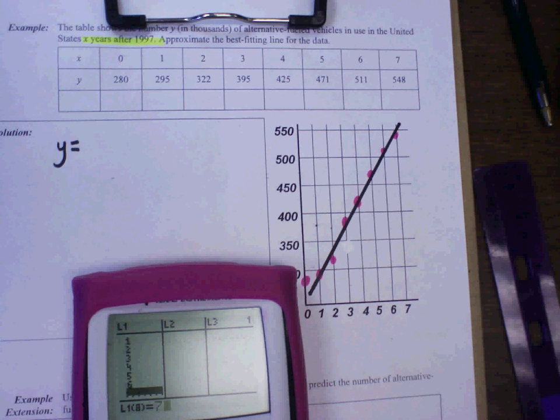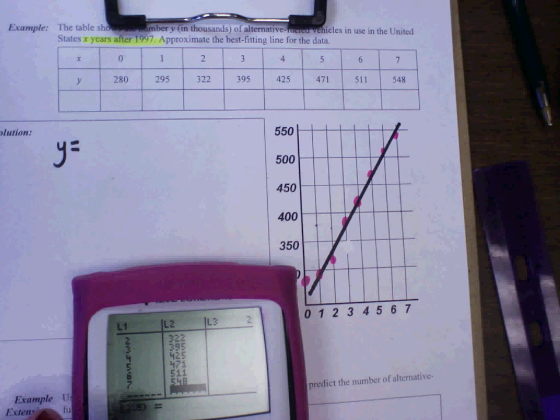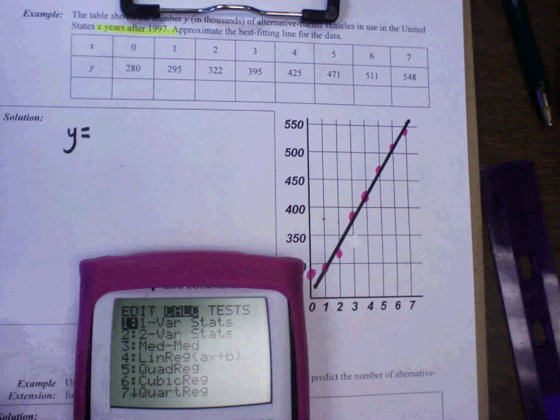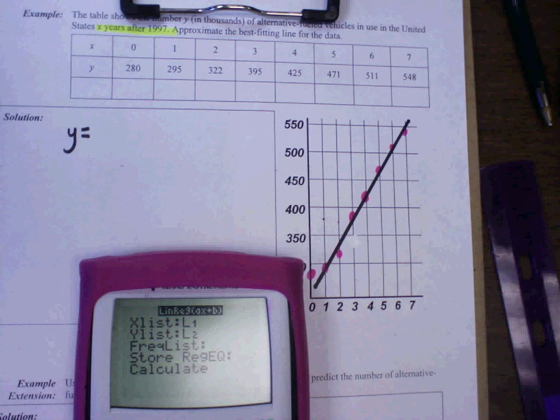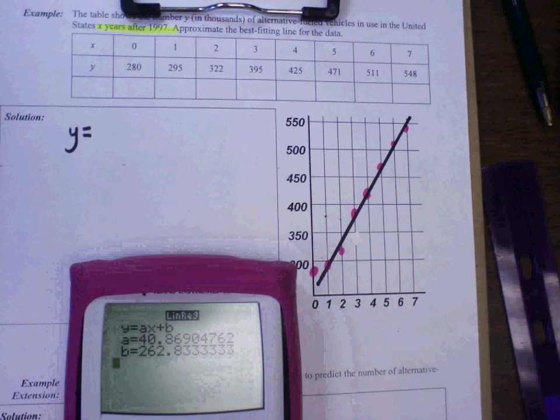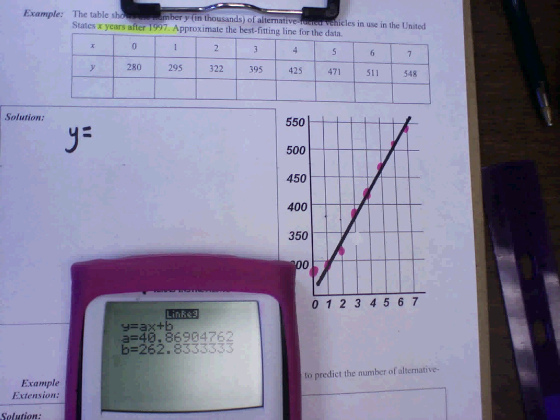Okay, so you go to stat and you write down your x's and your y's. So it's 0 through 7, 280, 295, 322, 395, 425, 471, 511, and 548. And then you go back to stat, calc, 4, and then all the way to the bottom, right?